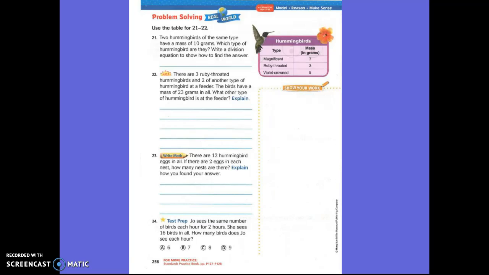Now write a division equation to show how to find the answer. You're just writing your division equation. Okay? Write your division equation. Didn't we write the violet crown? Oh yeah, write violet crown first, and then write your division equation.